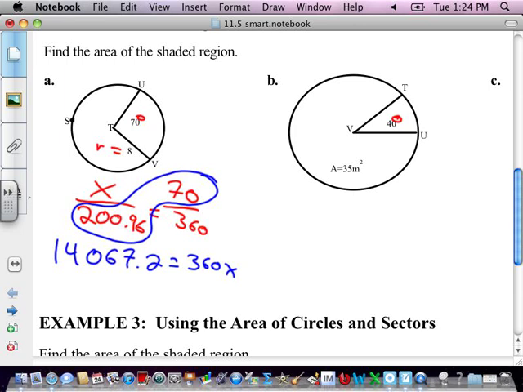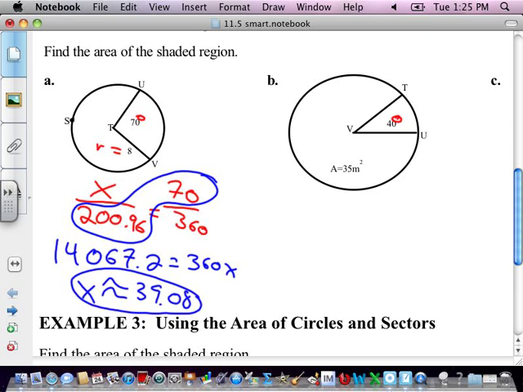Okay. So we divided by 360, and we get x is approximately 39.08. What if it can be found as 39.1? Nope. I'm probably going to ask for two decimal places. You want to try the next one on your own? No. Okay, you want me to walk you through one more? Okay, let's look at this.